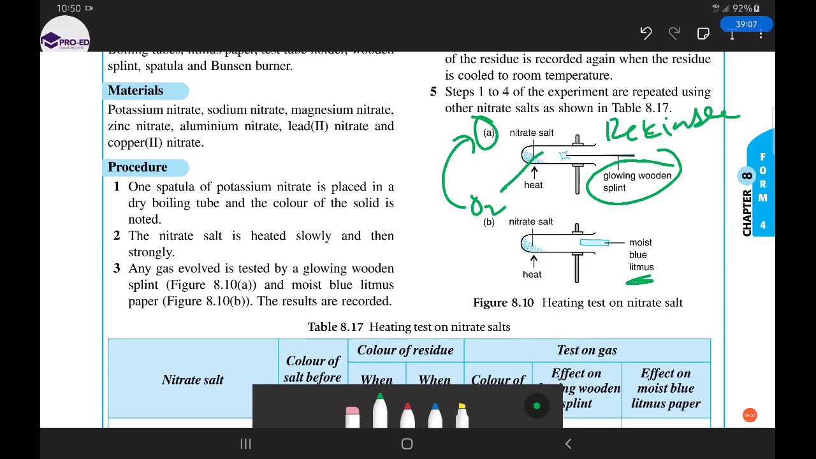Not really prove it because it's not a confirmatory test, but yes, if you put moist blue litmus paper, it should change to red color due to its acidity. Okay, all right, so that's basically it.